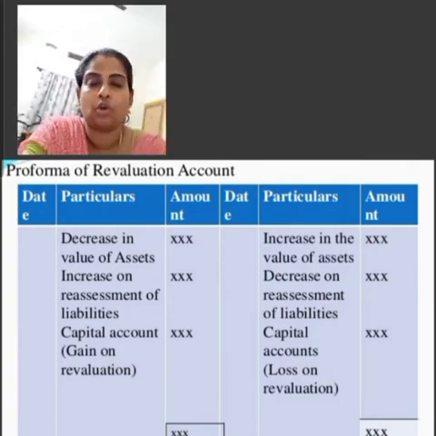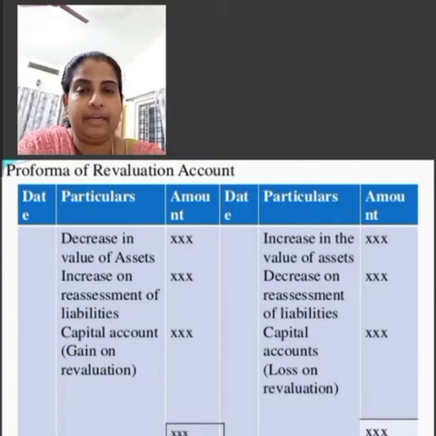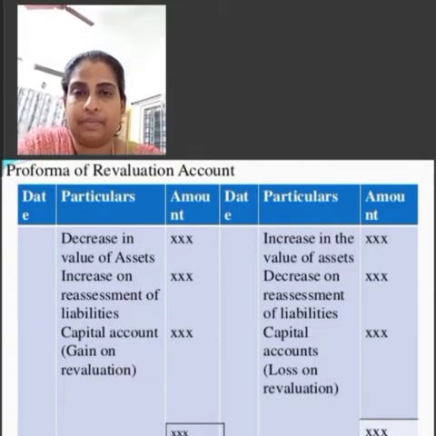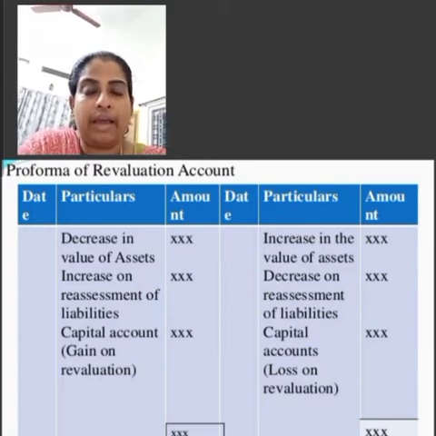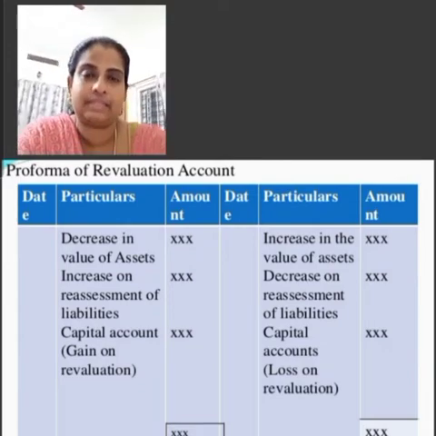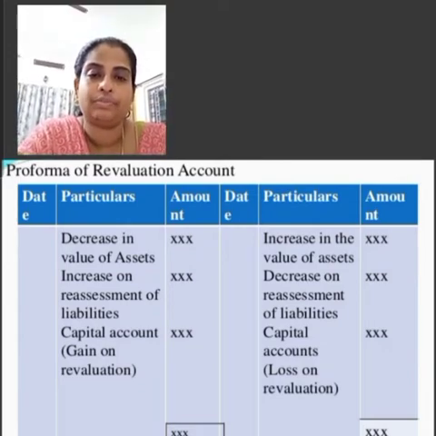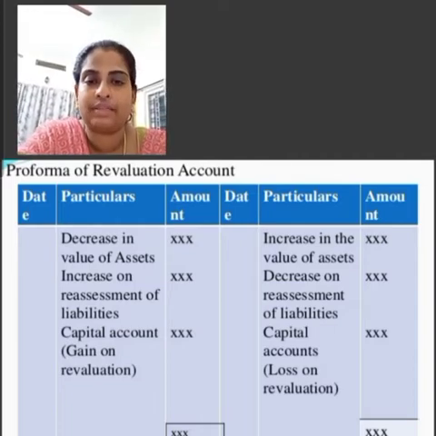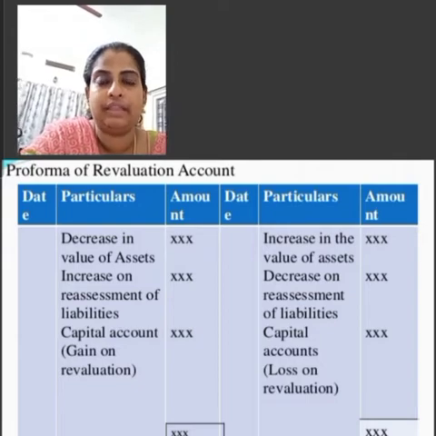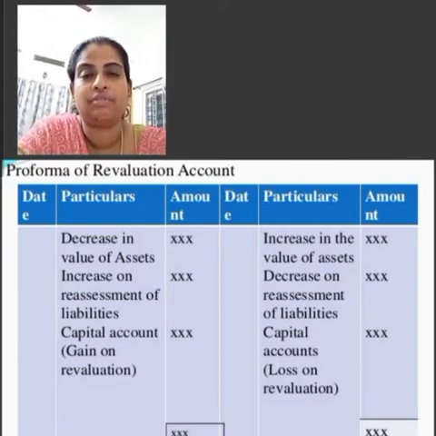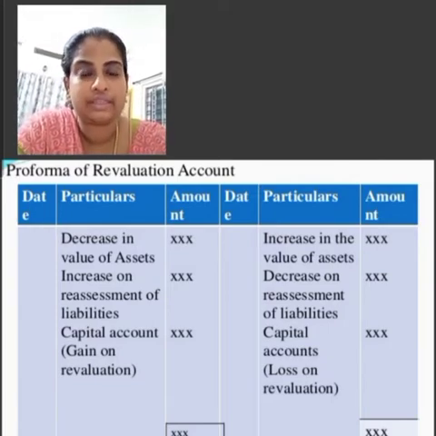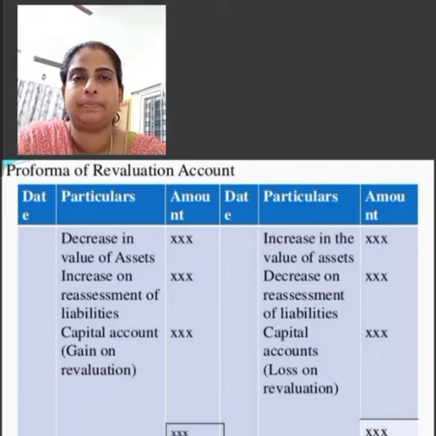Revaluation account is a nominal account. On the debit side, first we record decrease in the value of assets. Then if there is an increase in the value of liabilities, record that transaction on the debit side. In the case of decrease in the value of liabilities, that should be entered on the credit side. Then if there is any increase in the value of assets, record the transaction on the credit side.